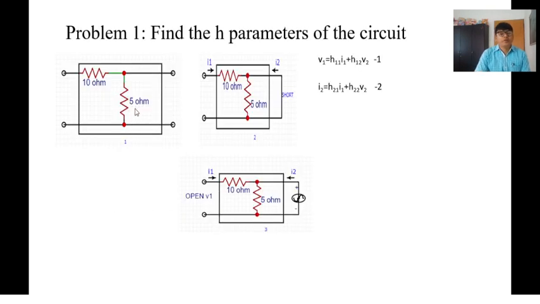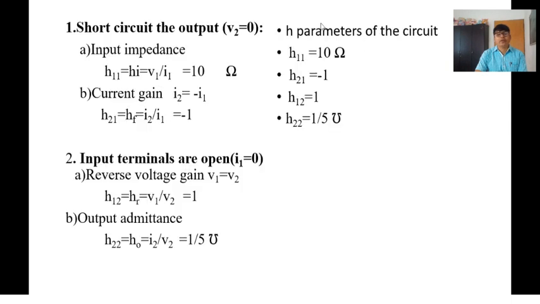Now this is the first problem. Find the H parameter of the circuit. This is the circuit diagram as shown here. In order to calculate H11 and H21, short circuit the output. If we short circuit the output terminals, then it is clear that the input impedance of the circuit is 10 ohm because 5 ohm is shorted. Hence H11 is equal to 10 ohm.